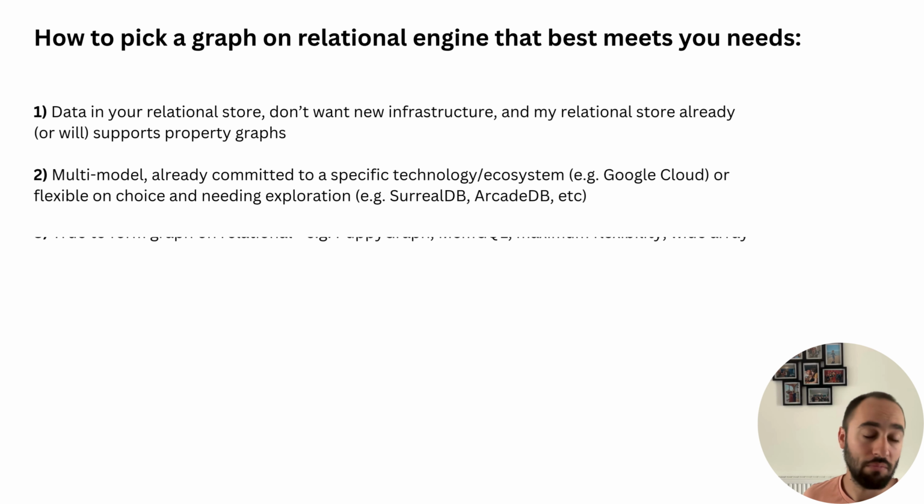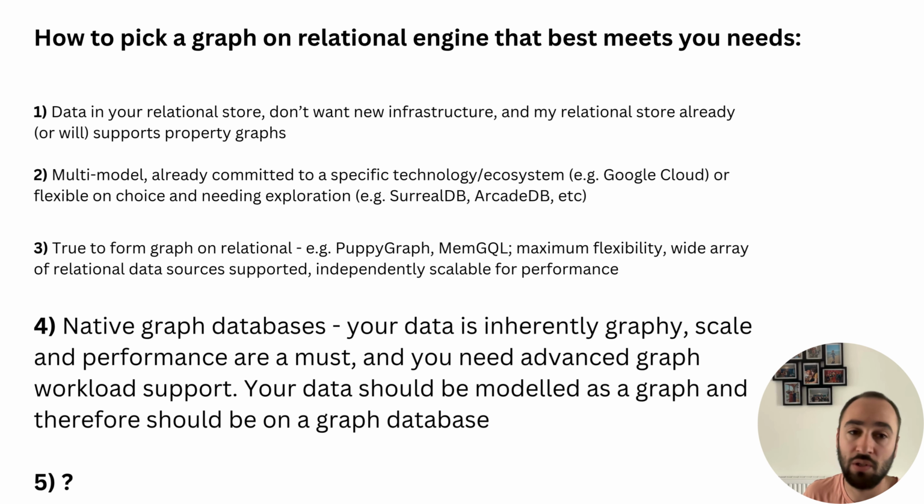The fourth one, of course, is, well, look, your data is just fundamentally connected. Graph thinking is just the critical path for you. Use a native graph database. This is what they exist for, and this is what you should be using if you need high performance at scale on data that is fundamentally graphy.